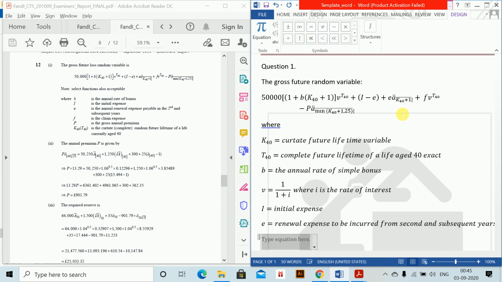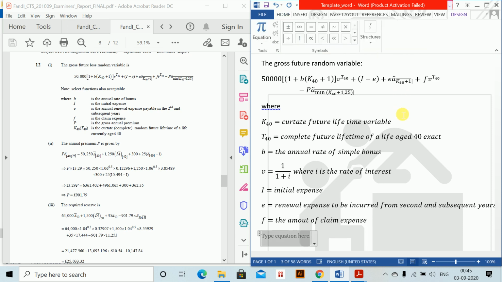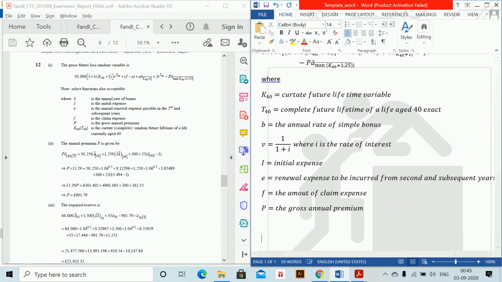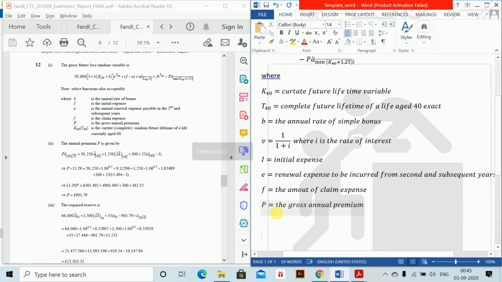Then F is the amount of claim expense, and P is the gross annual premium here. Okay, so these are the terms we have defined here for the usage of this.